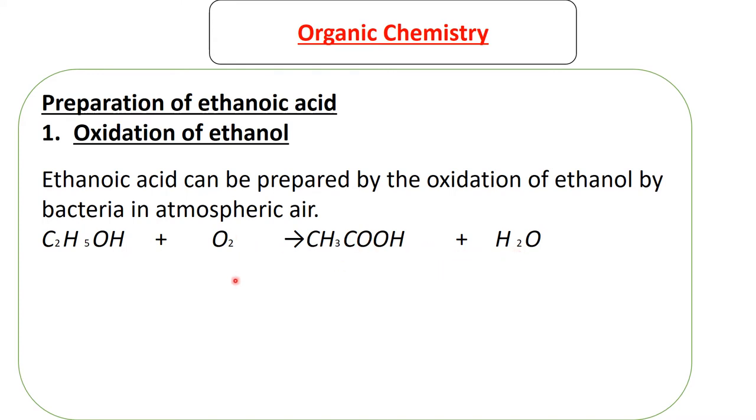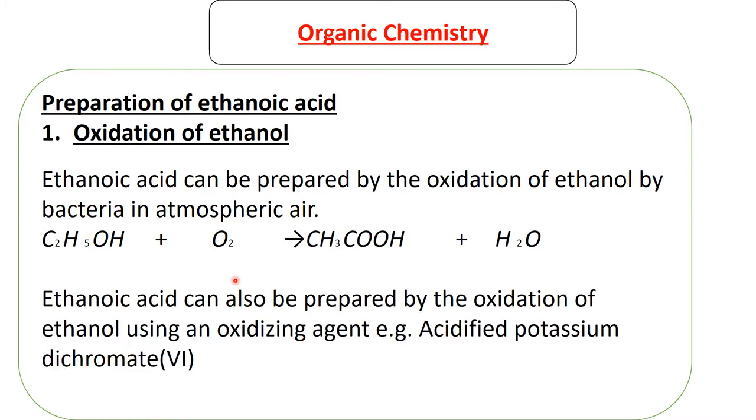The way I used to view this when I was a student, it can be a good thing for you to remember: ethanol, if you put it in air, it will become a little bit sour. So when it becomes a little bit sour, then it has been oxidized to form ethanoic acid. So it was easy for me to remember. Maybe you can also adapt that.